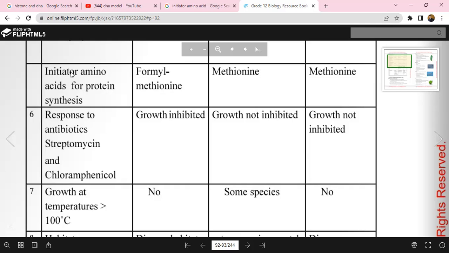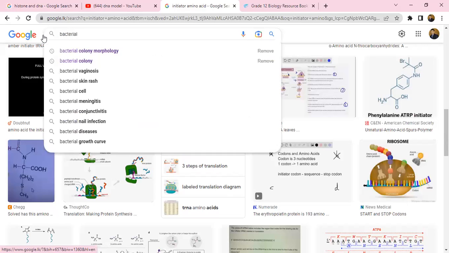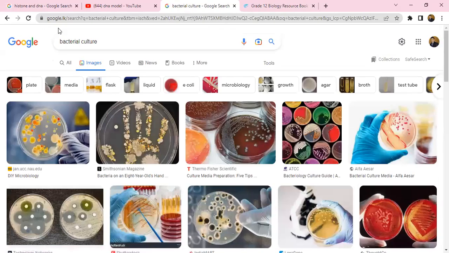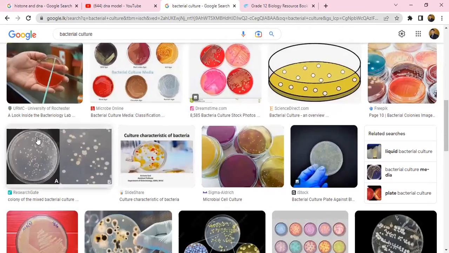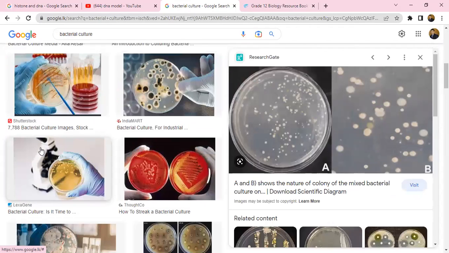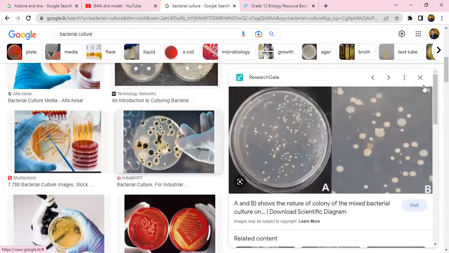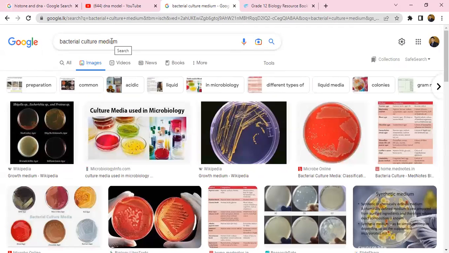Did you understand what I told? Yes, sir. Okay. Now, in laboratories, there will be bacterial cultures. Can you see the bacterial culture? These are bacteria grown in a petri dish. Before introducing the bacteria, we will be preparing a medium. It will be a jelly-like medium, what we call the culture medium.